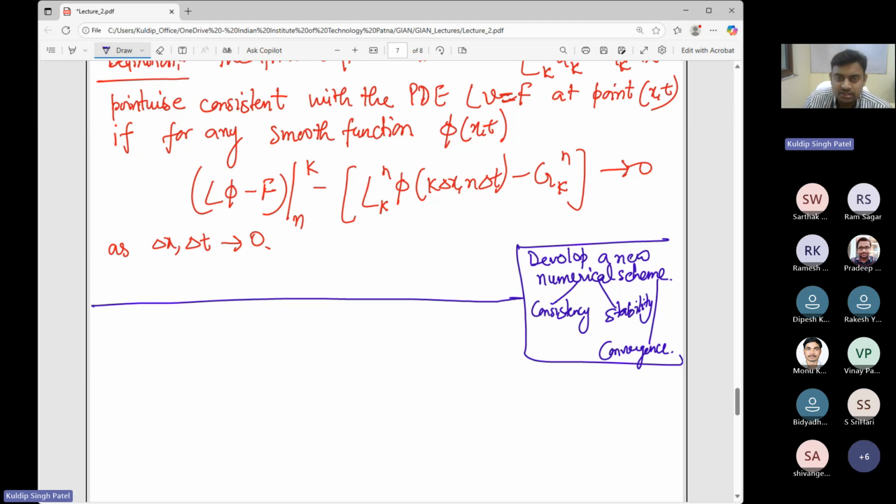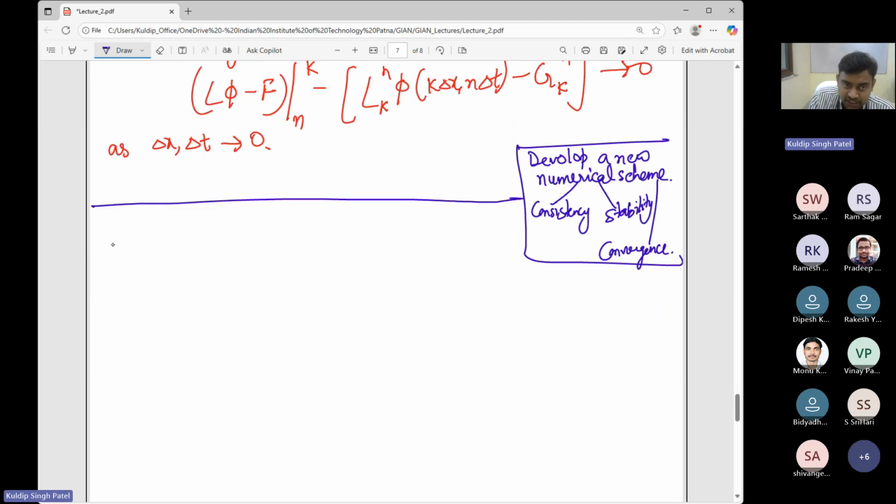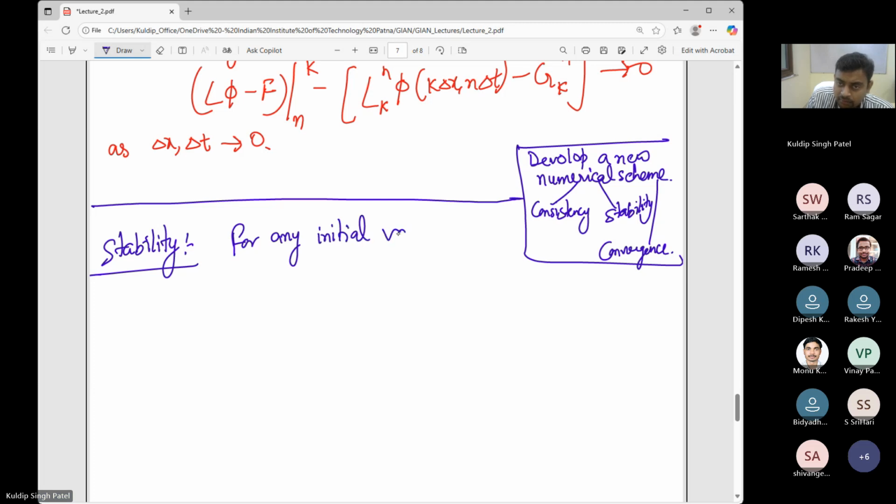So next is stability. I'm not going into much detail, please understand, the reason is simple, we don't have that much time. But for any initial value problem, we have seen that once we discretize the equation, we get this kind of difference equation, some matrix A and U^n, where n is greater than or equal to 0. We start from 0.